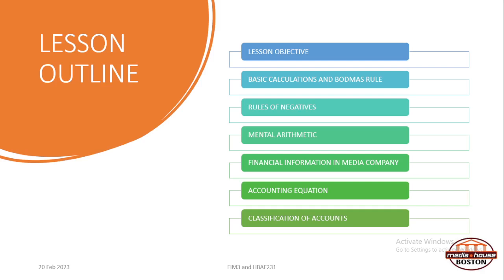And then we're going to talk about financial information in a media company, and then the accounting equation, and then lastly the classification of accounts. So all of these are going to be using the information that we just did under basic calculation, the BODMAS, the rules of negative, and we're also going to be applying the same concept that we learned in lesson 1 in terms of performing the accounting equation or financial information in the media company.